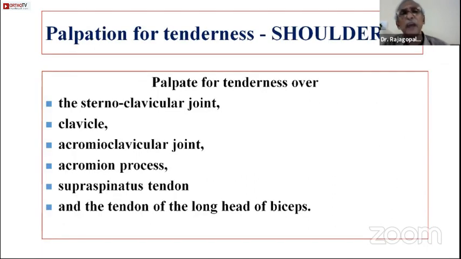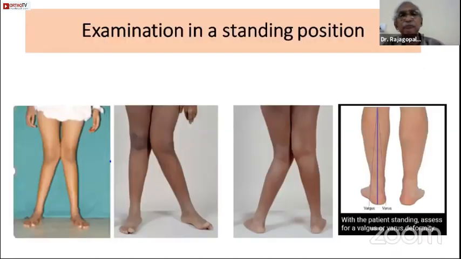case. For example, if you take a shoulder, your shoulder palpation will not only include the humerus and the glenoid, it has to include sternoclavicular, clavicle, like that. You have to plan. You have to know it is not limited to just the one area.